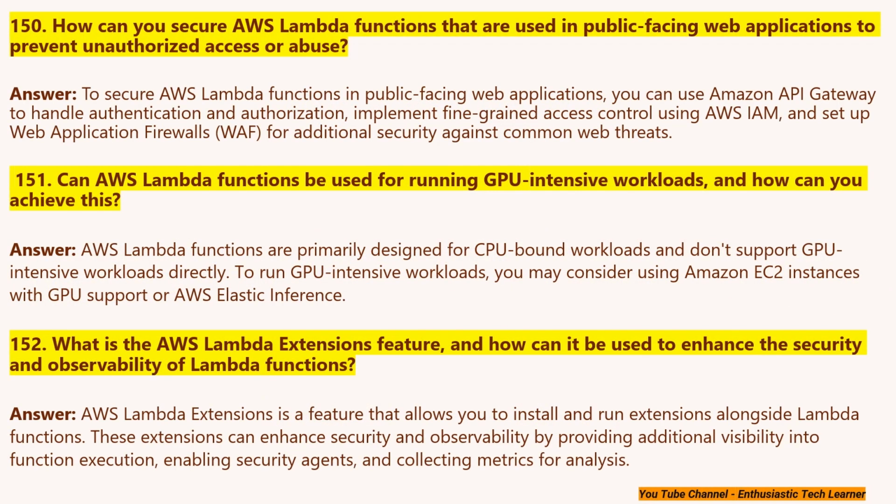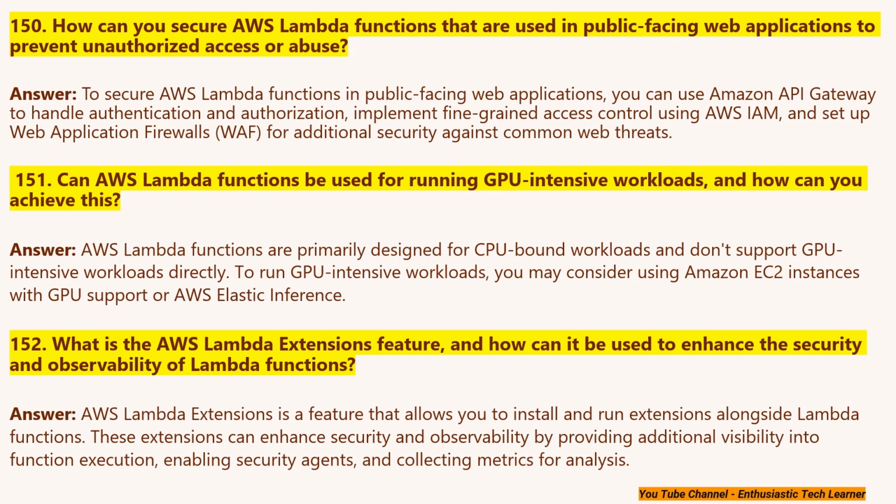How can you secure AWS Lambda functions that are used in public-facing web applications to prevent unauthorized access or abuse? Answer: To secure AWS Lambda functions in public-facing web applications, you can use Amazon API Gateway to handle authentication and authorization, implement fine-grained access control using AWS IAM, and set up Web Application Firewalls (WAF) for additional security against common web threats.